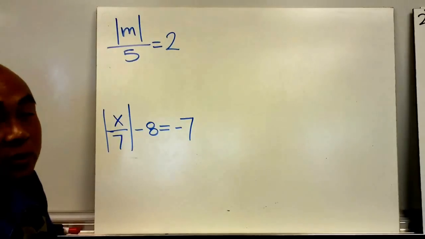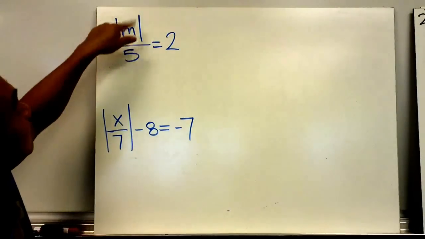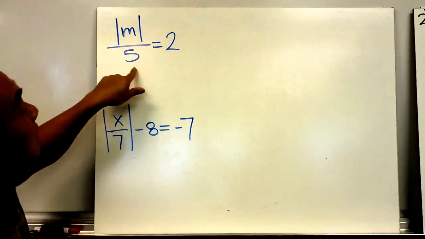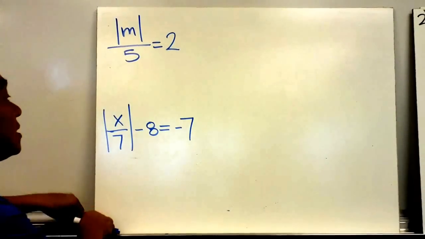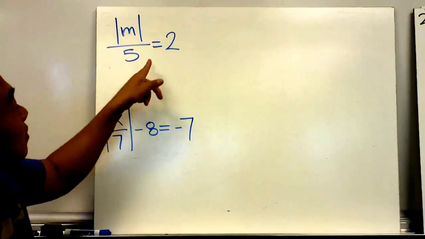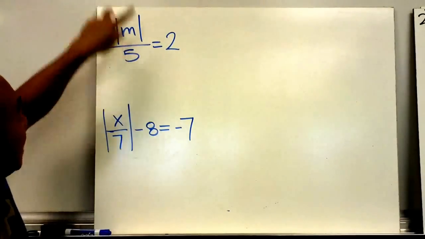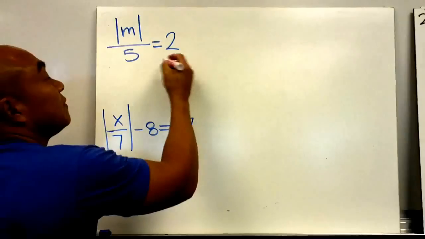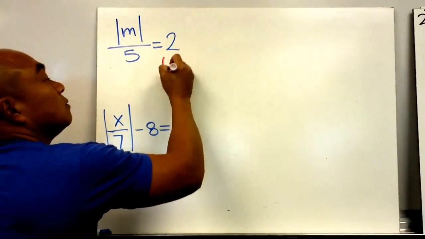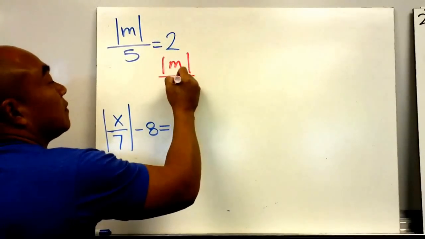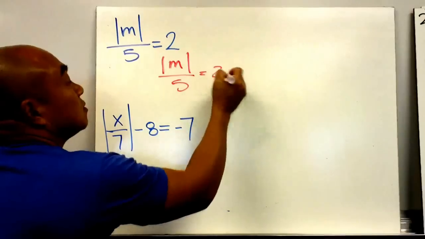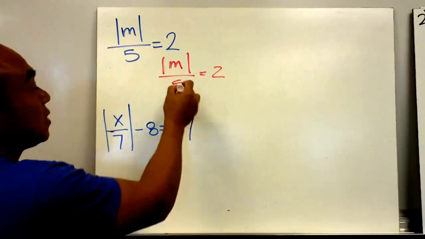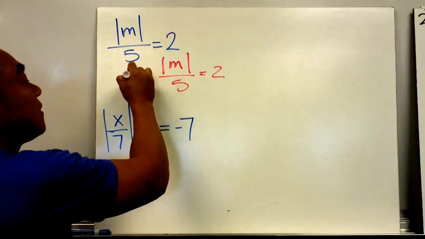Alright, let's go and do this one. Here again I have absolute value of m divided by 5 is equal to 2. And again, you want to set this up so that way the 5 is no longer there. You want to have the absolute value on its own. So I need to get rid of that. So first off, I have absolute value of m over 5 is equal to 2. I'm going to go ahead and get rid of the 5 by multiplying both sides by 5.